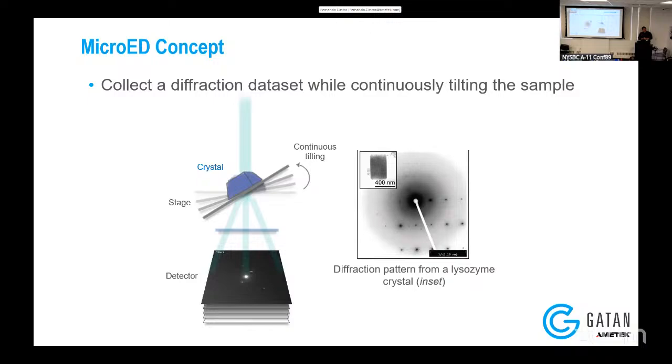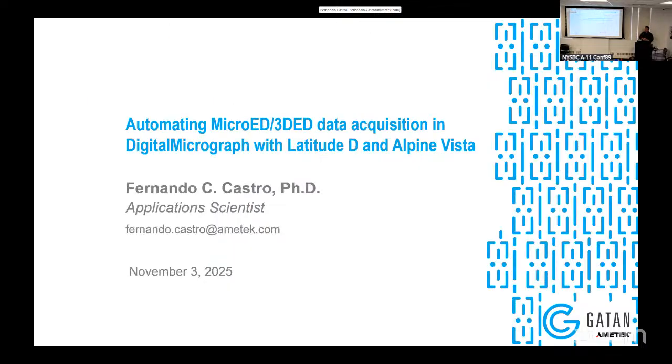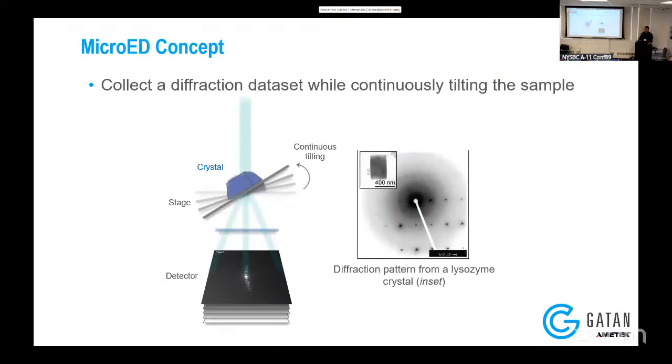as I already said. But to get started, I'm going to be talking today about how we can acquire MicroED data in an automated method using the Latitude D software based on our DigitalMicrograph platform that's downstairs. And specifically in relation to the context of our direct detection camera, one of them called the Alpine Vista camera, which is sort of installed on the same microscope.